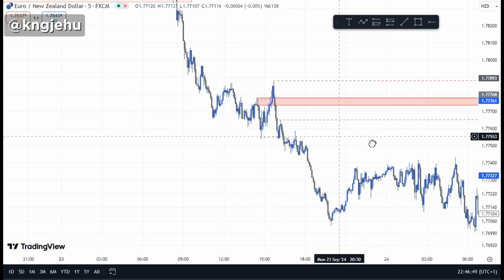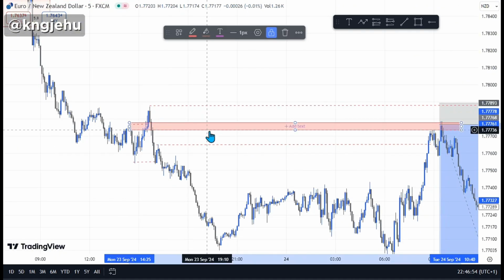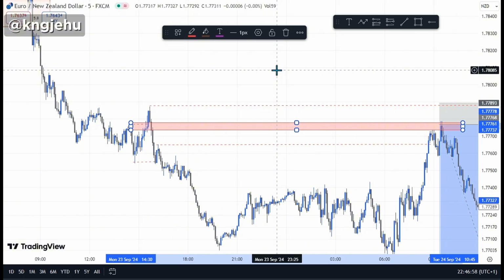And then there is something called a QMR, post Quasimodo reversal, and that QMR is an order block. Let me show you a failed order block.